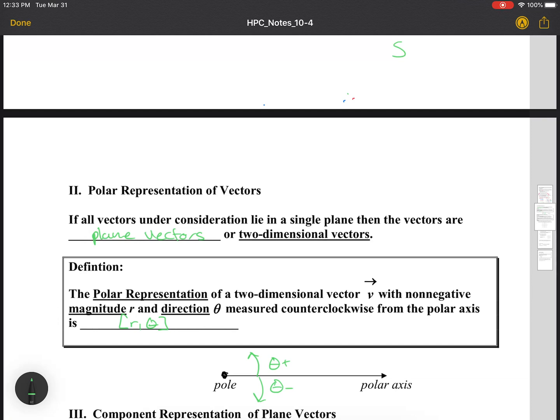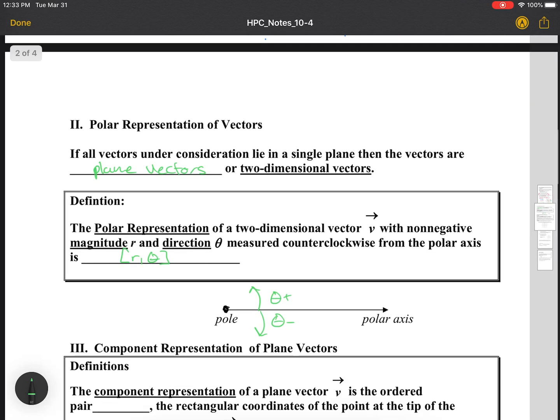Remember, we can also talk about it from each axis. If we say north of east, we're going from that positive x-axis. If we're saying north of west, we're going north or up from the x-axis. Think about those different ways to represent on the graph.